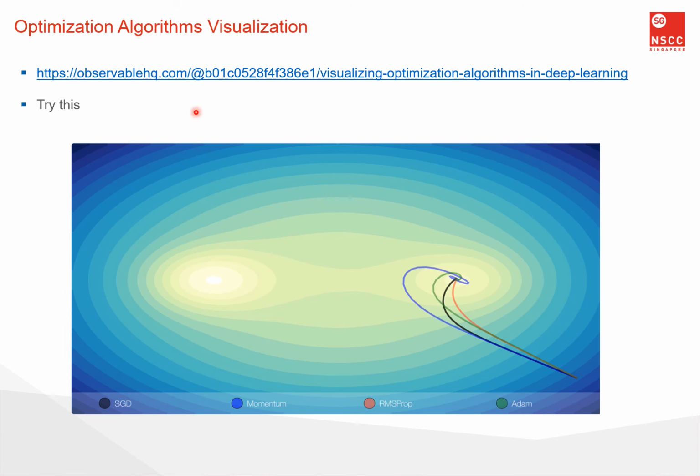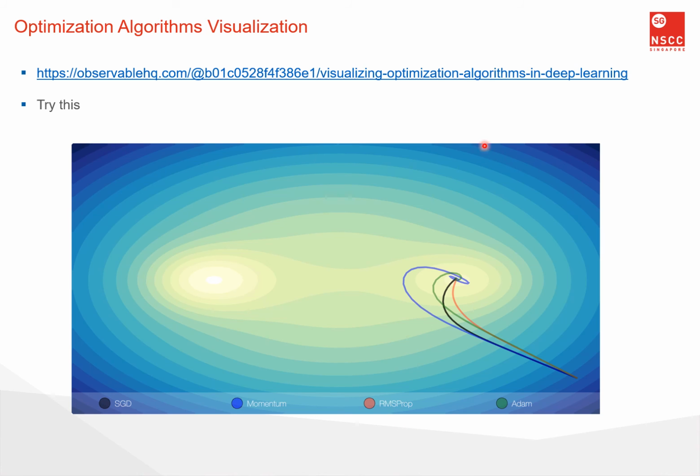So here's an interesting exercise, and you should try this. It's at the Observable HQ, and it basically shows you the different effects of running different types of optimization algorithms over the same problem. So you have SGD, the stochastic gradient descent, then we can compare it with the more adaptive forms like Adam, stochastic gradient descent with momentum, and then something called the RMSprop algorithm.